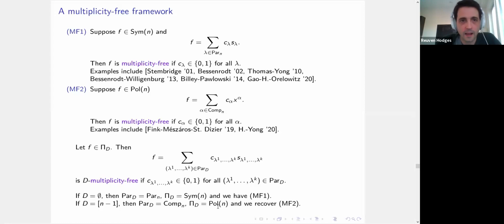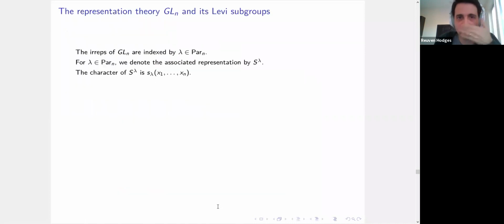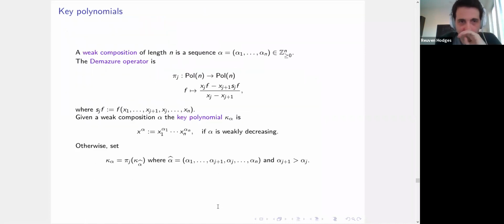There's a representation theoretic motivation behind this, but since I'm a little low on time, I'll skip over it. If anyone's interested at the end of the talk, I would be happy to talk about that. So I'll skip this slide. I'm getting close to the end, so I just want to define key polynomials really quick, and then I can tie everything together.